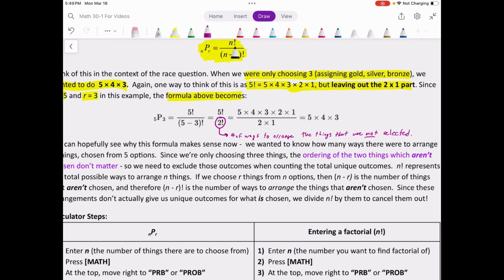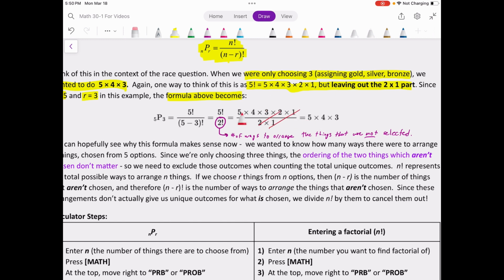And in general, that's what this formula is doing. How many ways are there to arrange R things chosen from a group of n options? Well, there's n factorial ways to arrange n things, but we want to divide out the number of ways there are to arrange the things that we're not actually going to be choosing, right? And so that's exactly what we see happening here. 5 times 4 times 3 times 2 times 1 divided by 2 factorial. There's 2 factorial ways to arrange 2 things, so divide by 2, divide by 1. Look at that. It gives us what we kind of intuitively wanted to get, right?